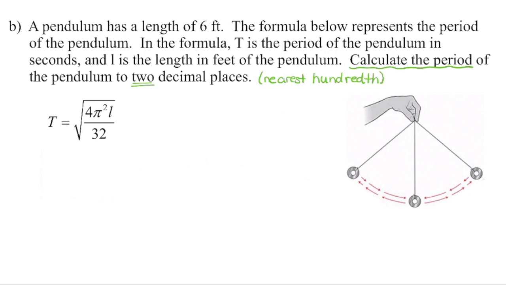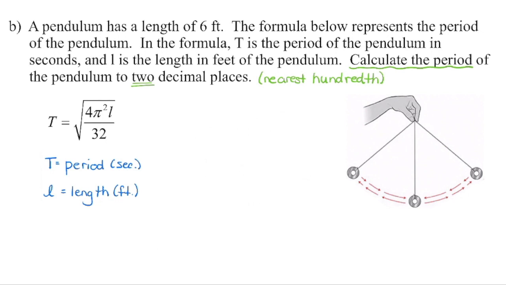The first thing you want to do when you're given a formula is to look at the variables and to make a list of what they represent. So we can see that T represents the period, and the period is measured in seconds. L is the length, and the length is measured in feet. So we're just going to make note of that. Pi is not a variable. So pi is a constant. That's a specific number, 3.1415, etc.